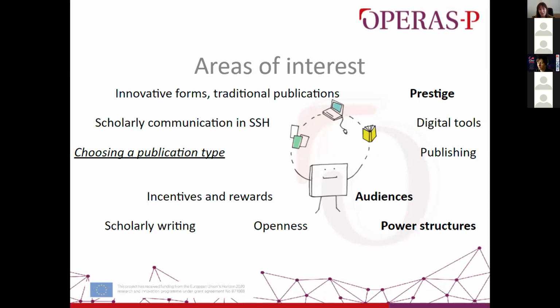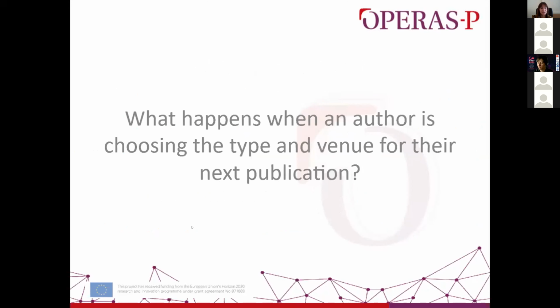And while it can be related to all of the other areas, I thought that choosing a publication type is something crucial, where you have to consider the audiences, the prestige, as it turned out in the interviews, and also the power structures of the scholarly system that we are functioning in.